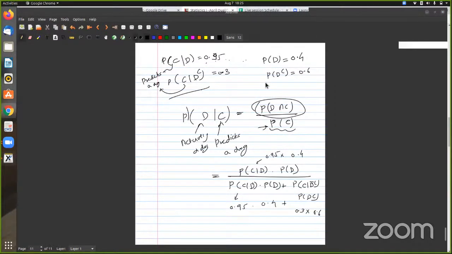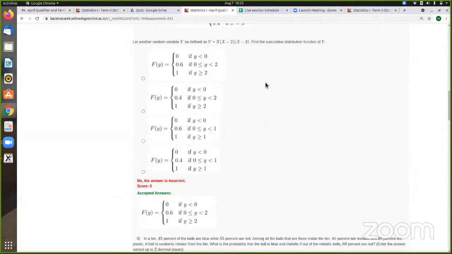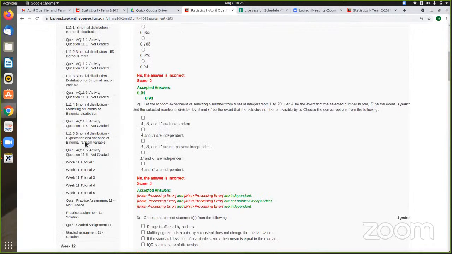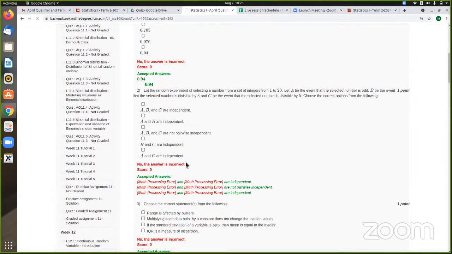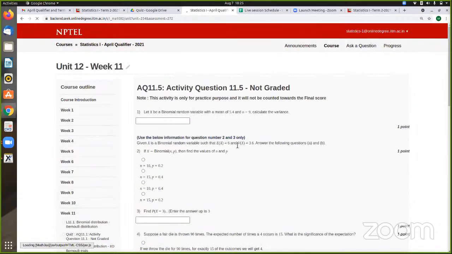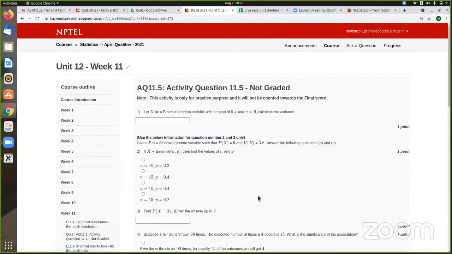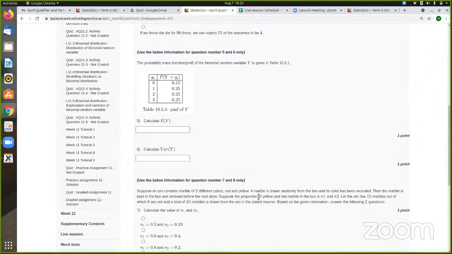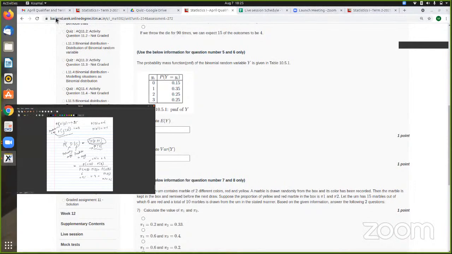I have one question. Activity question 11.5, question number 6, variance of y. My doubt here is that it is given that it is the PMF of a binomial random variable. The expectation is coming out fine via the formula summation of x into probability of x. Since it is a binomial random variable, the expectation of y is also equal to n into p.